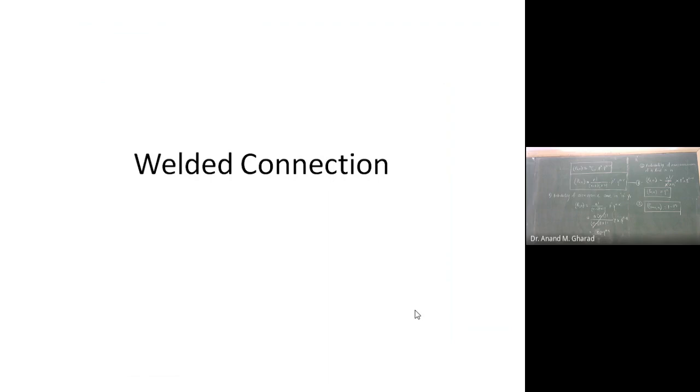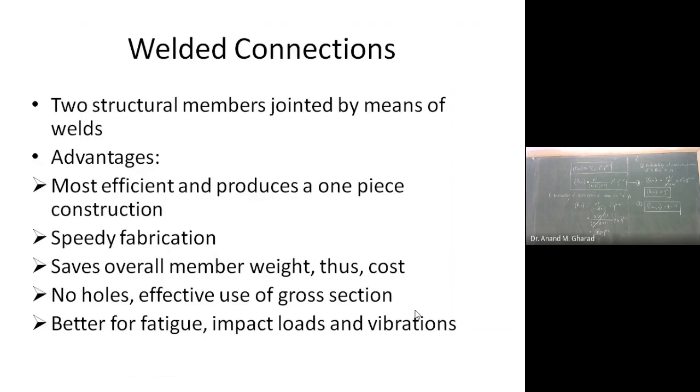Okay, so let us try to understand what exactly is this welding, how it has to be done, and what are the advantages. Since there are advantages, obviously there will be some kind of disadvantage also. So let us try to understand. Yes, so what it says, when two structural members are connected by means of welds, that connection is known as welded connection. Simple definition.